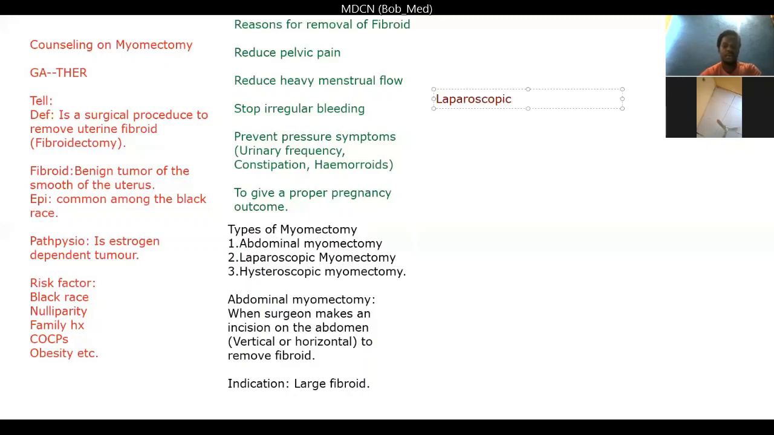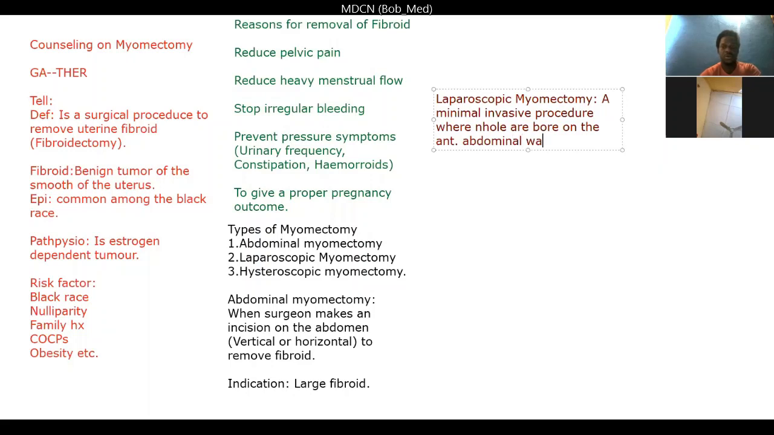Laparoscopic myomectomy. Here, it is a minimally invasive procedure where holes are bored on the anterior abdominal wall and they put a scope for removal of fibroid. Doctors, please, this is very important. Just small holes, so that after the procedure, you might not even see a scar.